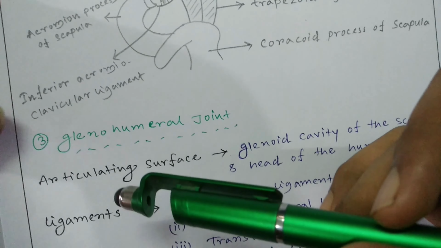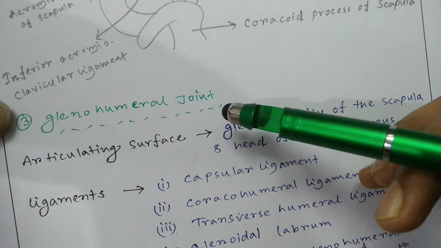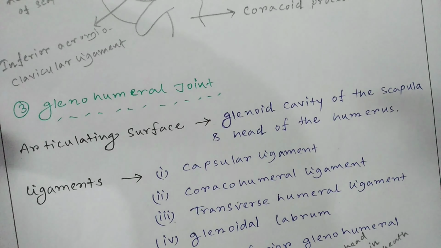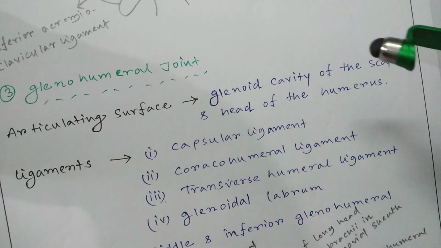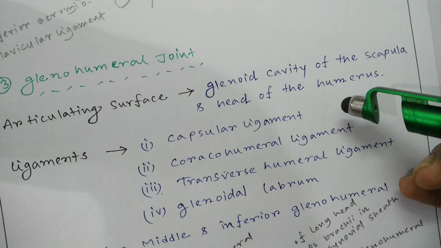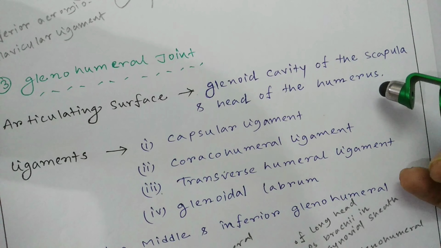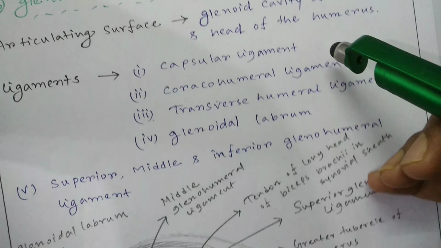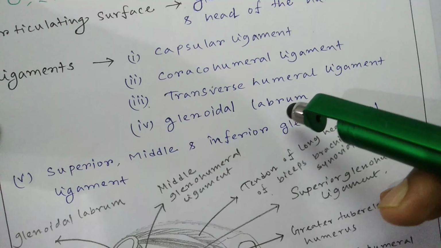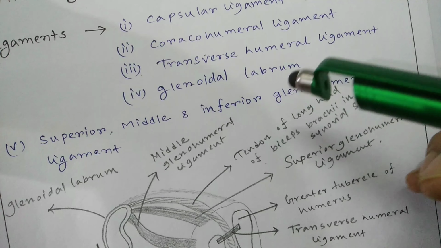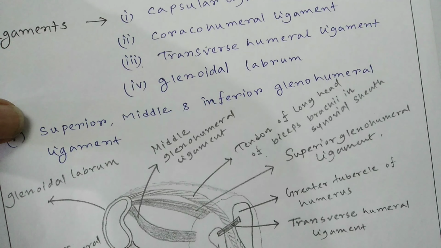And next the glenohumeral joint, which is the most important joint. Articular surface: we all know, the glenoid cavity of the scapula and the head of the humerus. Ligaments: at first the capsular ligament, coracohumeral ligament, transverse humeral ligament, glenoidal labrum, and superior, middle, and inferior glenohumeral ligaments.